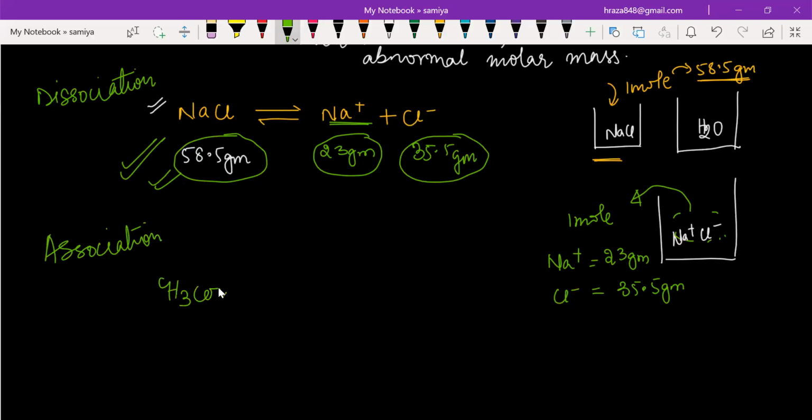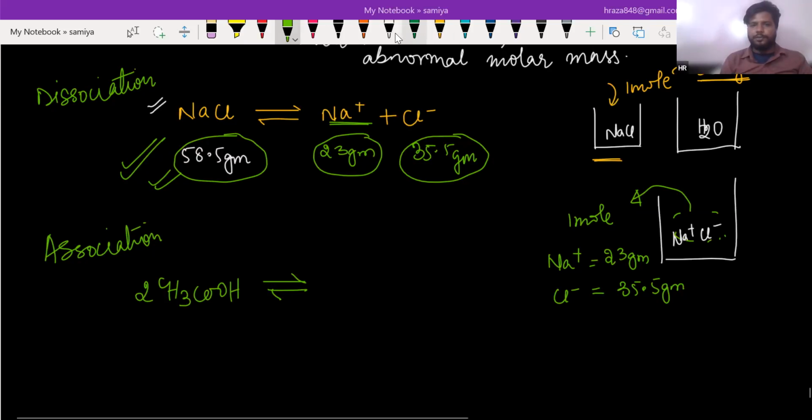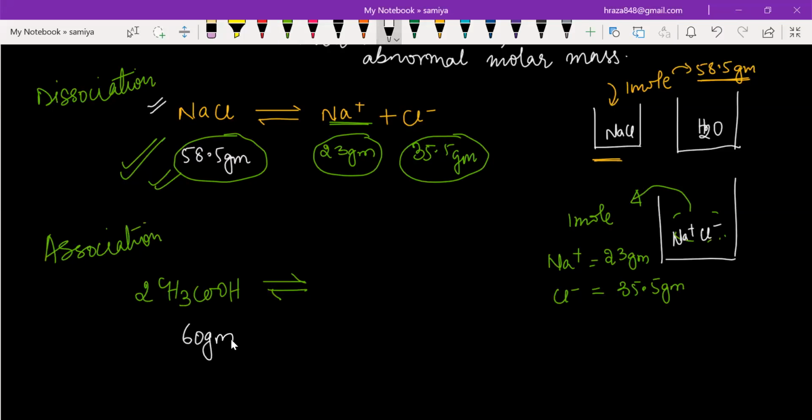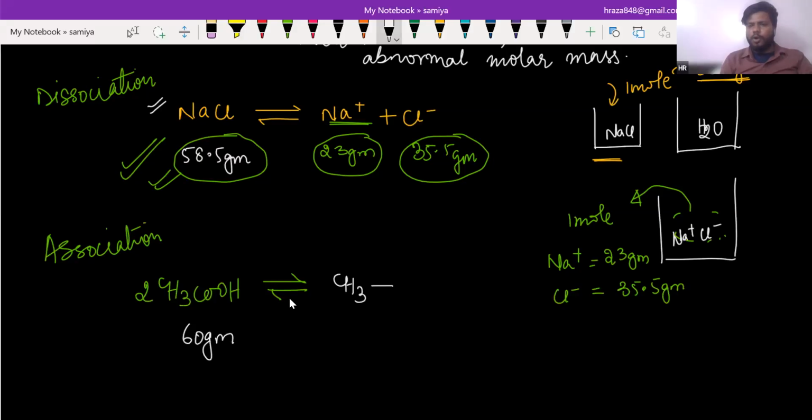CH3COOH. Can you tell me the molar mass of CH3COOH? Anyone? Please calculate molar mass of CH3COOH. 60 gram. When you put this CH3COOH in a solvent, there will be hydrogen bonding between 2 moles of CH3COOH, and it will be like this. Basically, this compound will dimerize.